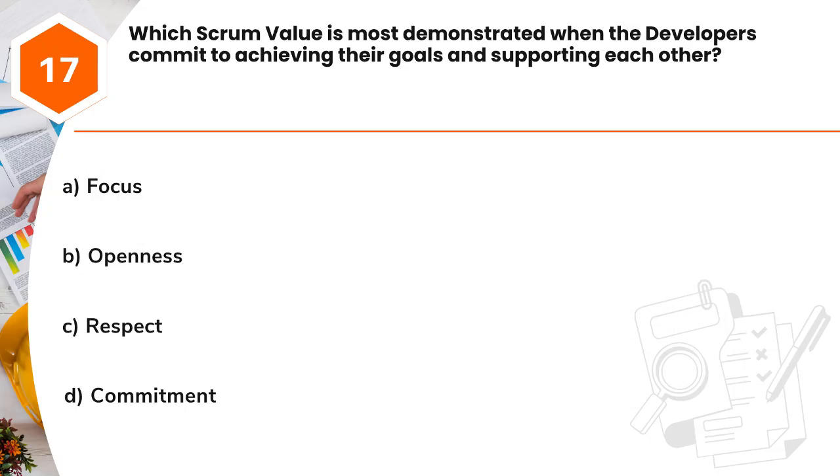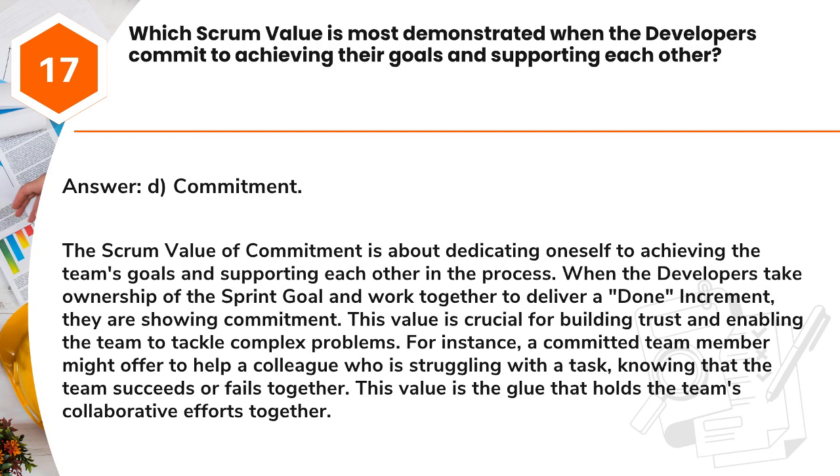Question 17. Which Scrum value is most demonstrated when the developers commit to achieving their goals and supporting each other? A. Focus. B. Openness. C. Respect. D. Commitment. Answer: D. Commitment. The Scrum value of commitment is about dedicating oneself to achieving the team's goals and supporting each other in the process. When the developers take ownership of the sprint goal and work together to deliver a done increment, they are showing commitment.